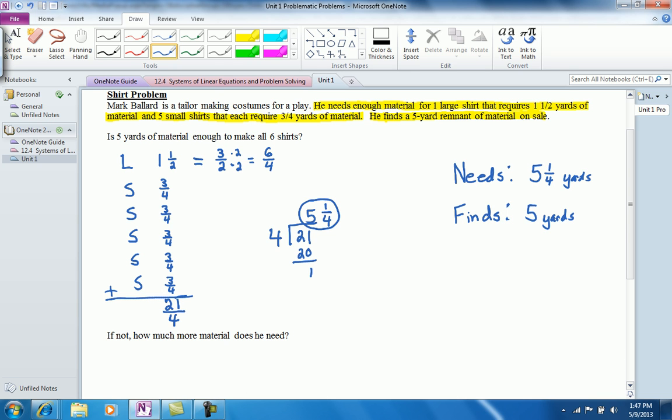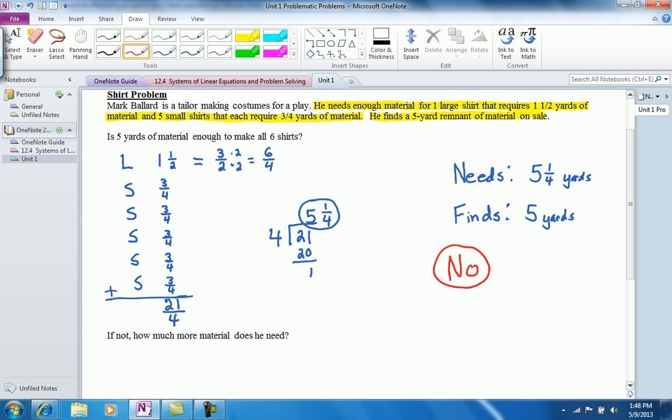Okay, so we figured out the 2 components. Let's see if we can answer these questions. So is 5 yards of material enough to make all 6 shirts? Well, he needs 5 1/4, so the 5 is almost enough, but not quite. So the first answer is no, it is not enough.